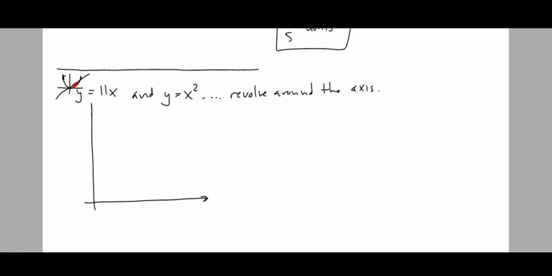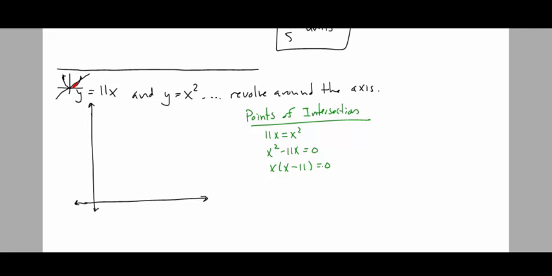Now I'm going to rotate this about the x-axis, and we'll plug that in here in a moment. So the first thing I need to do is to find my points of intersection. The way we find our points of intersection is we set our equations equal to each other. So I have 11x equals x squared. Subtract 11x from both sides. We can factor out an x. Use the zero factor property, and I get x equals 0 and x equals 11 for my solutions.